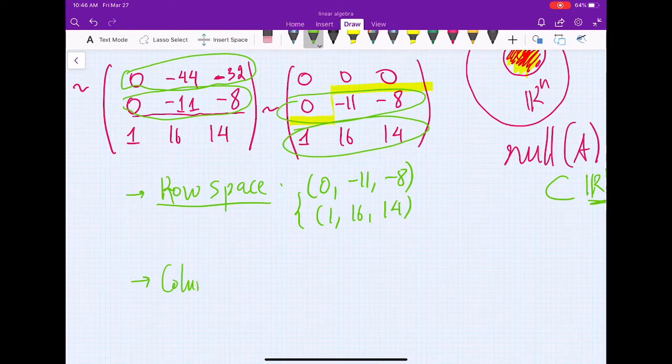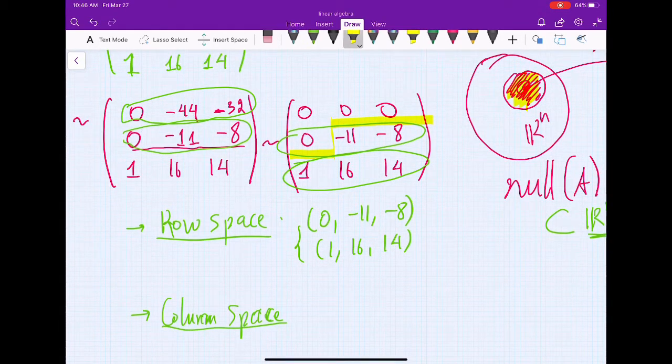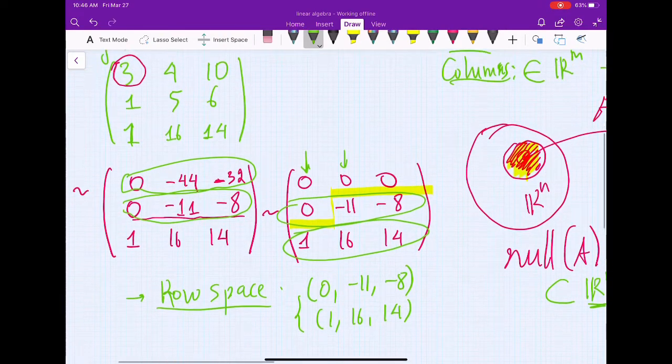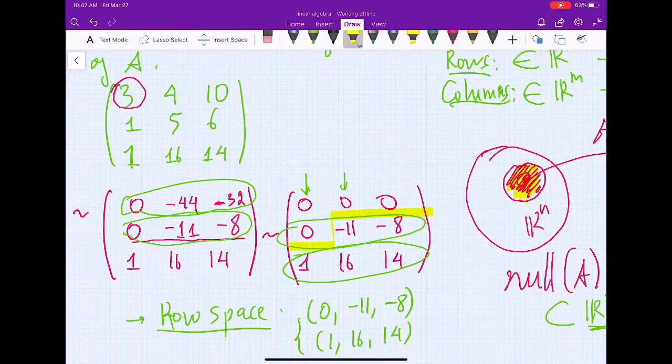For the column space, I repeat again, but I cannot pick this vector and this vector. I have to pick the original columns corresponding to these 2 columns, because we do row elementary operations, we already change columns. Make sense? So if you pick these 2 vectors, you will not keep the same column space. So I have to pick the original vectors. That means I have to pick this guy and this guy.